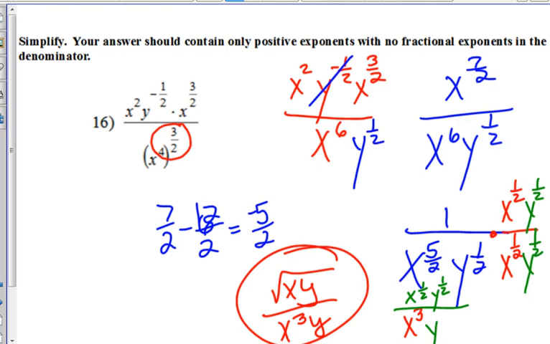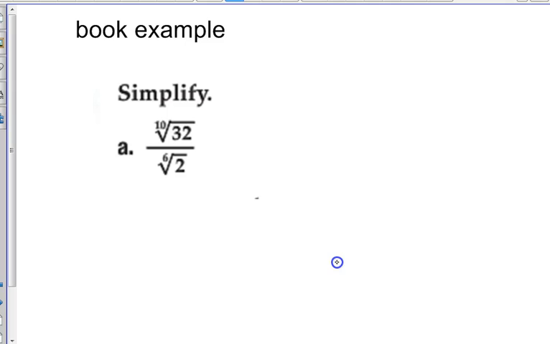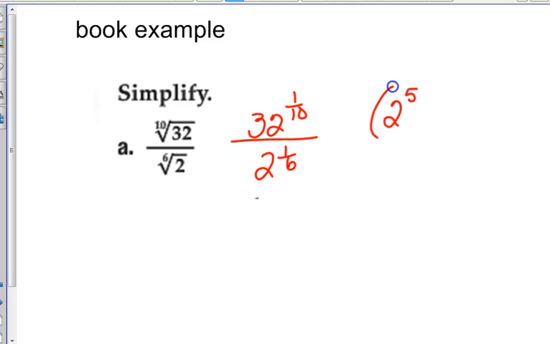All right. Please don't pack up. Give me a second. This is off the homework out of the book. This is not nice. If I wrote this as 32 to the 1/10 over 2 to the 1/6, there's still nothing I can do. The trick is that 32 is a power of 2. Yes, Basma recognized right away that that's 2 to the 5th.